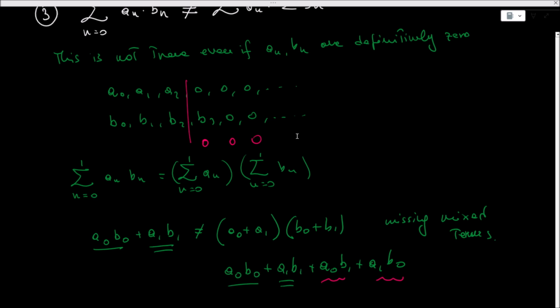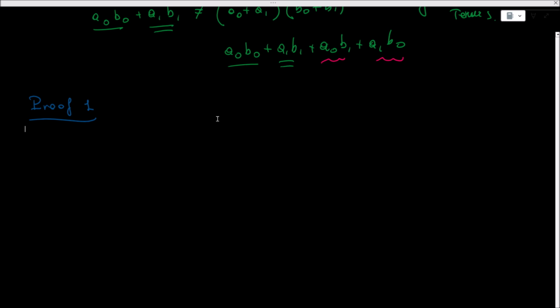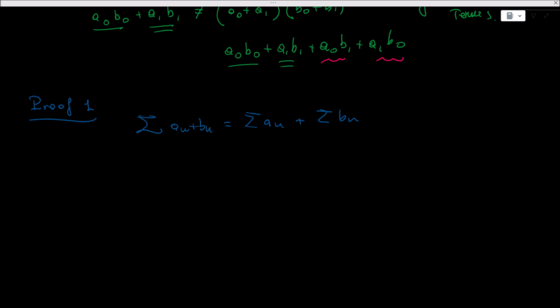Okay, now let's give the proof of the first theorem. So we want to prove that the sum of an plus bn is equal to the sum of an plus the sum of bn. How can we proceed? Well, the easiest way is just to consider the new sequence cn equal to an plus bn and consider the partial sum.